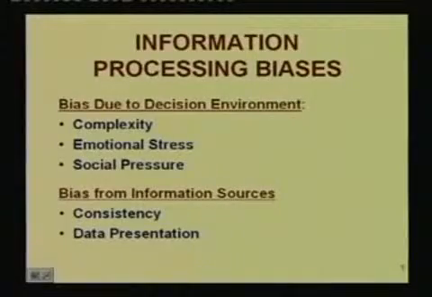Bias from information sources. Now the information source may not be consistent, and there may be data presentation bias in the information source itself. So because of lack of consistency, you get one kind of data at one point in time, and at another instance you get a different type of input from the information source. Therefore your information processing may actually be biased.